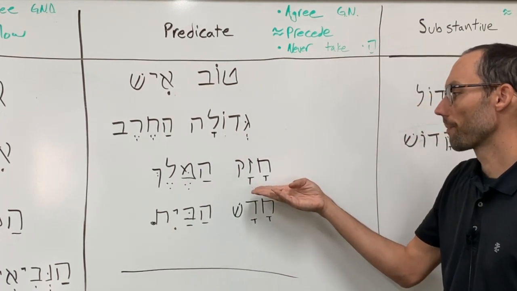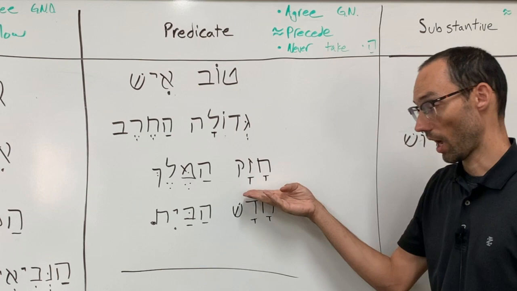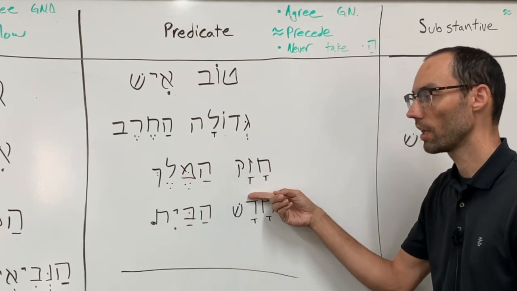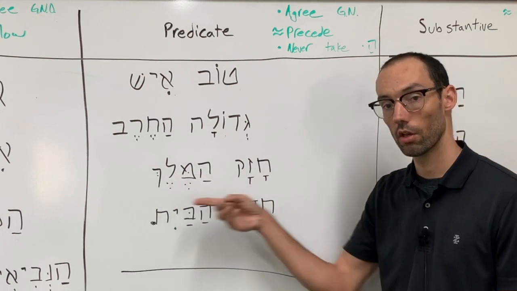Let's try this one. Chazak hamelech. Strong is the king.